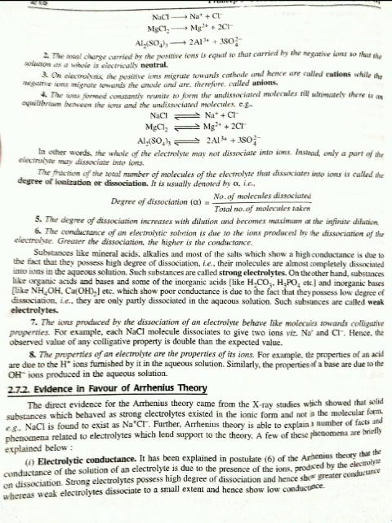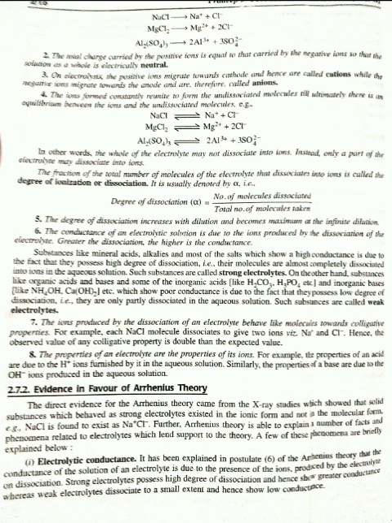It is usually denoted by alpha, that is, degree of dissociation is equal to the number of molecules dissociated upon the total number of molecules taken. Fifth, the degree of dissociation increases with dilution and becomes maximum at infinite dilution. Sixth, the conductance of an electrolytic solution is due to the ions produced by the dissociation of the electrolyte. Greater the dissociation, the higher is the conductance. Substances like mineral acids, alkalis, and most of the salts show a high conductance due to the fact that they possess a high degree of dissociation, that is, their molecules are almost completely dissociated into ions. In aqueous solution, such substances are called strong electrolytes.